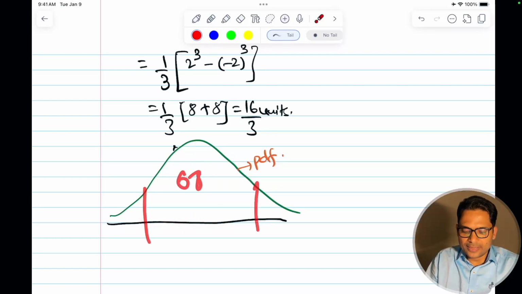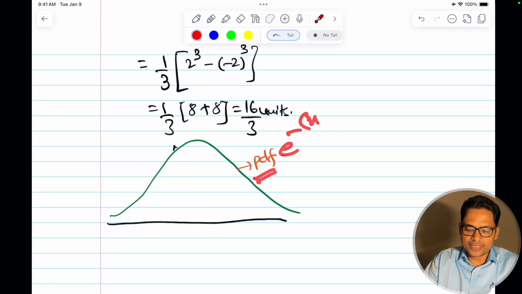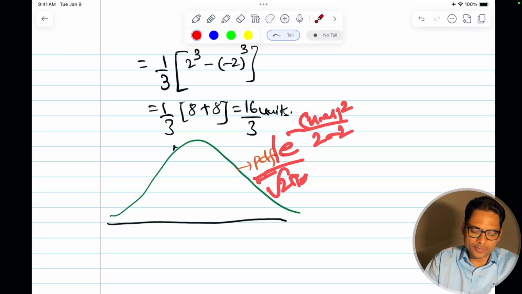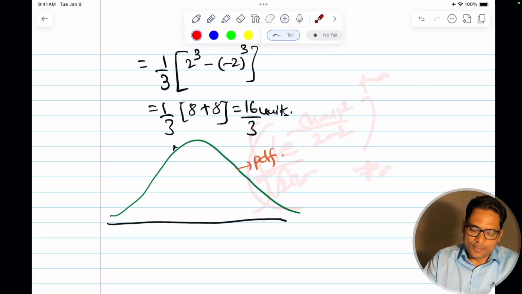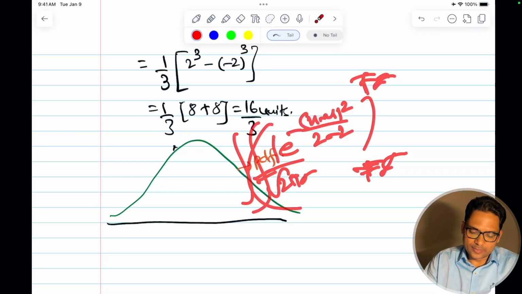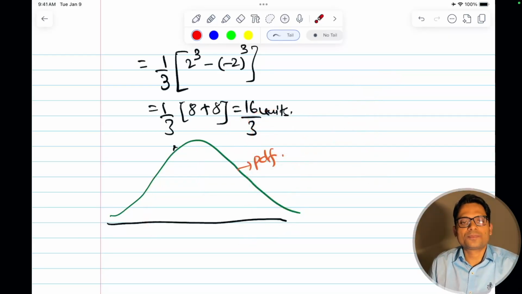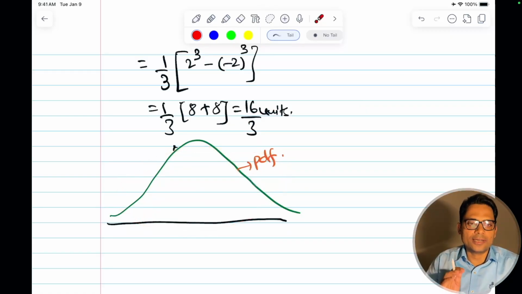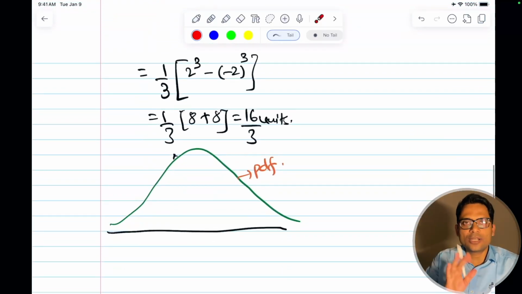So if I apply the Gaussian PDF formula, 1 by root 2 pi sigma times e to the power minus (x minus mu) whole square by 2 sigma square, and integrate it from plus minus 1 standard deviation, that is minus sigma to plus sigma, I will get this 68.4. Okay, and that's the whole use. So I hope that integration is clear.